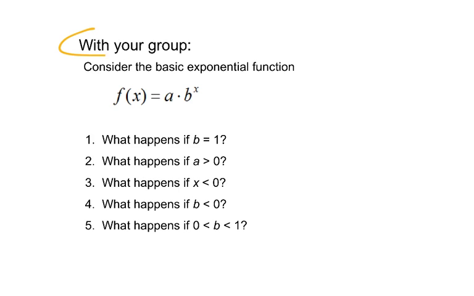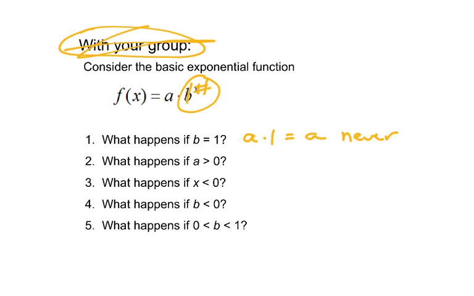We don't really have a group because, hey, we're not in class. So we need to consider this basic exponential function. If b actually equals 1, we're taking 1 and raising it to a number. Well, 1 times 1 times 1, no matter how many times you do it, is always going to be 1. So if b is 1, you're just doing a times 1, so the answer is just going to be a, meaning it will never grow or decay.